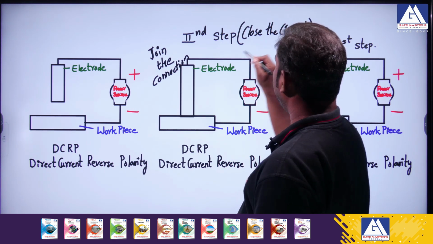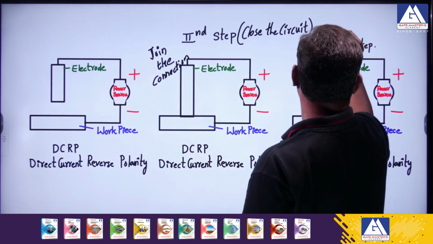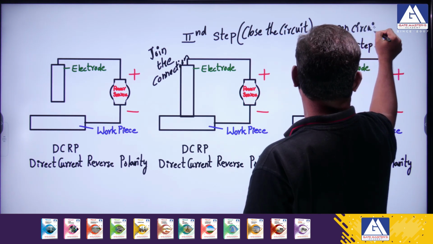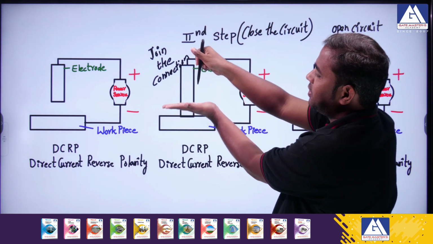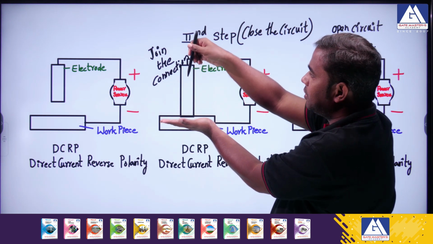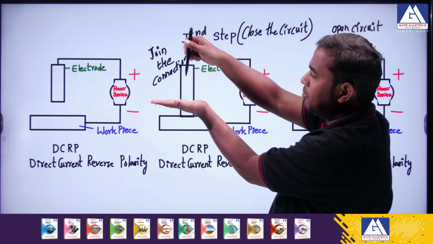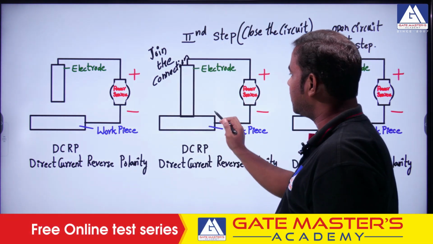This is the condition. First of all, it is in an open circuit. So in the first step it is an open circuit. Now what you are going to do is close the circuit here. This is the workpiece and this is the electrode. This is connected to one terminal and this is connected to the other terminal. By closing the circuit, you are going to join these connections.